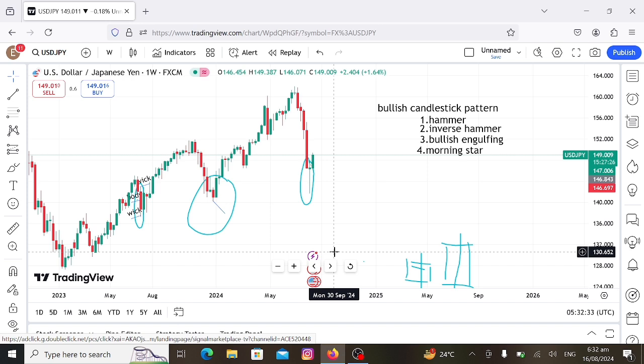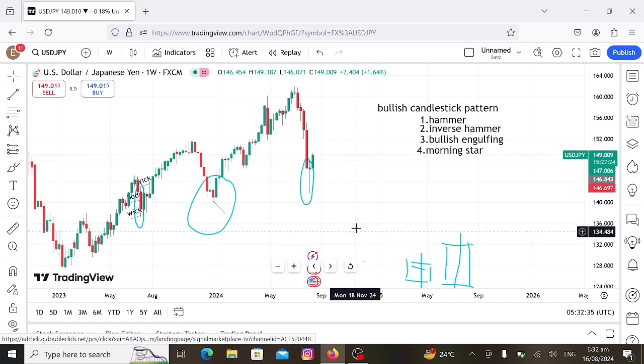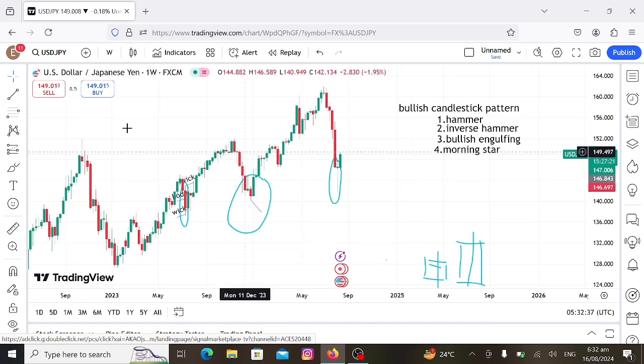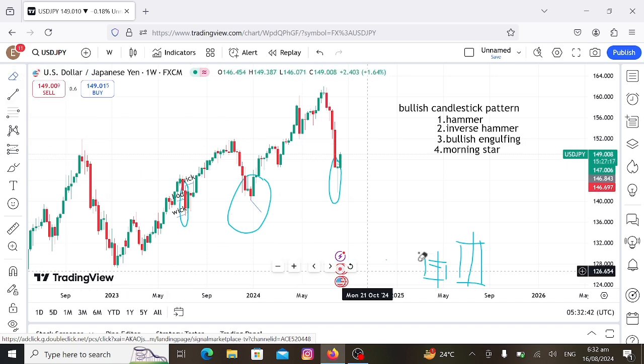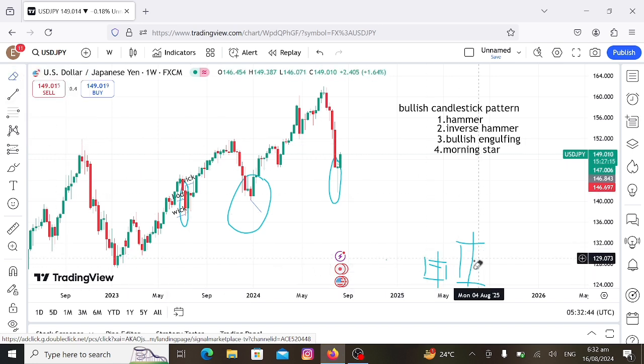So, what specific example are we going to use to illustrate that this is a bullish candlestick pattern as well? Let me try and illustrate.